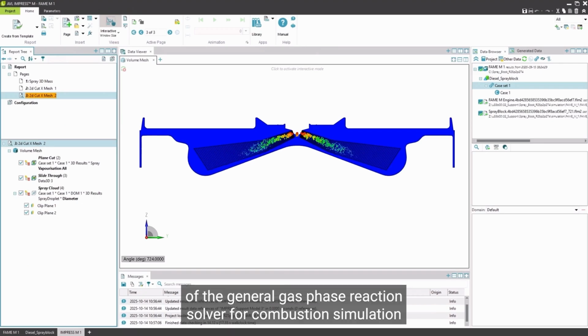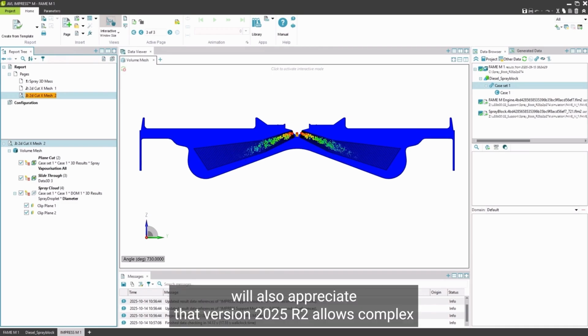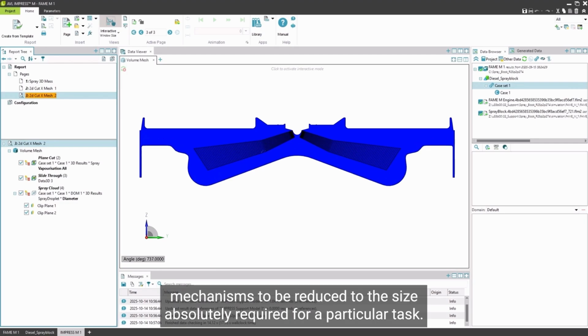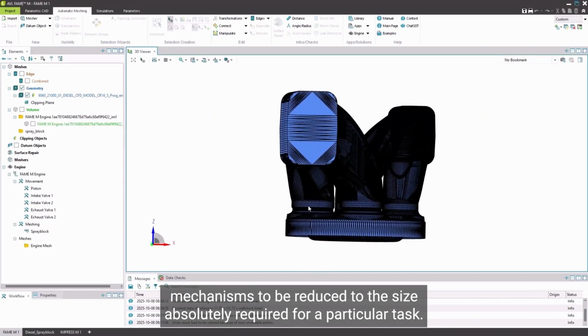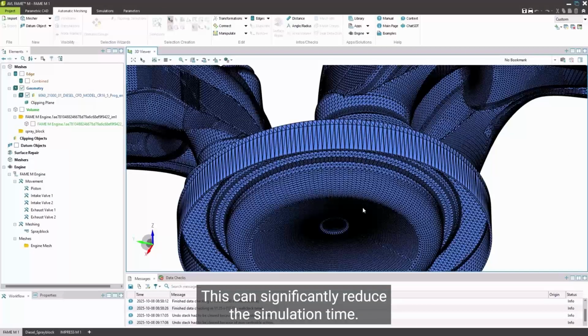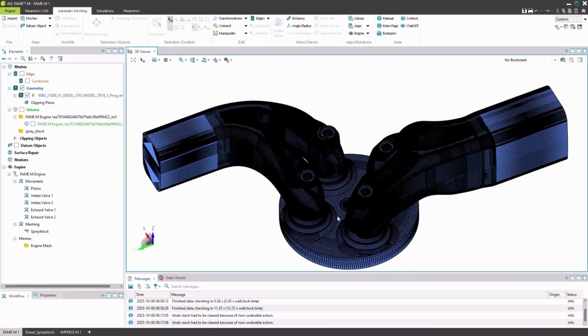Users of the General Gas Phase Reaction Solver for combustion simulation will also appreciate that version 2025 R2 allows complex mechanisms to be reduced to the size absolutely required for a particular task. This can significantly reduce the simulation time.